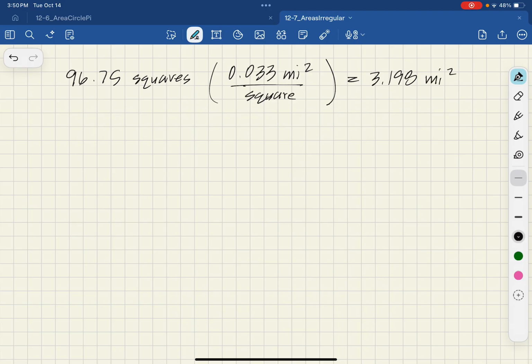And what's kind of neat is that that's pretty darn close to what we saw when we did our first initial estimate. We thought the initial, just rough guess was around 3 square miles. Well, now we have a much more accurate guess, about 3.2 square miles. Let's find out what that is in acres. So 3.198 miles squared.